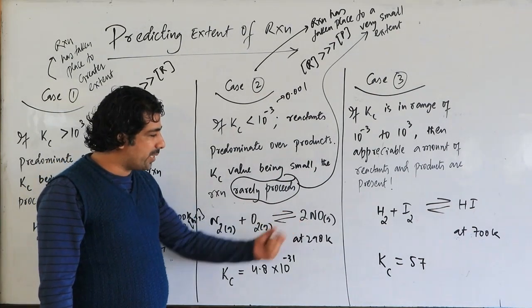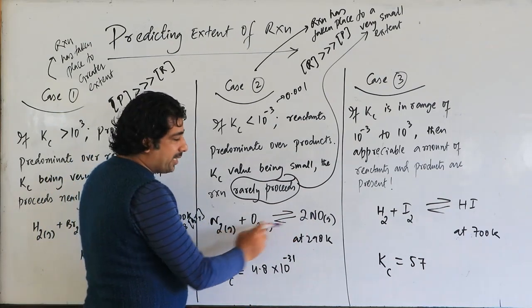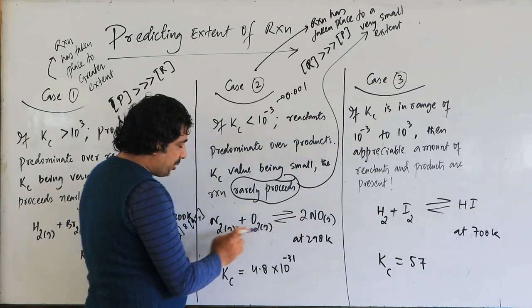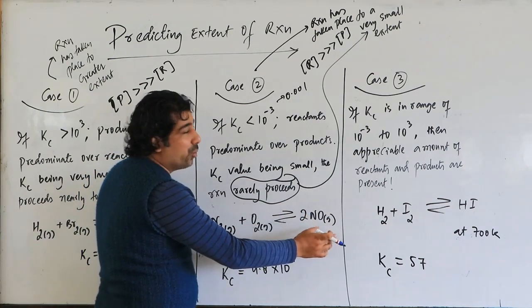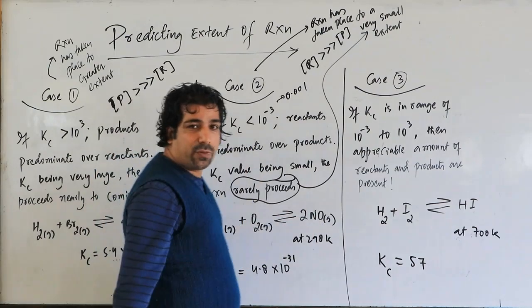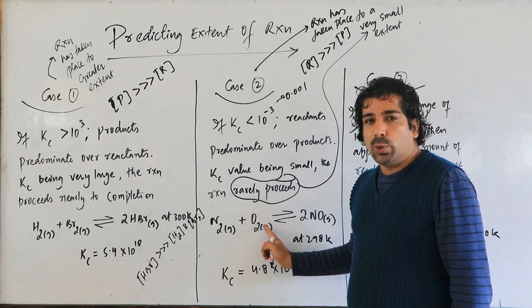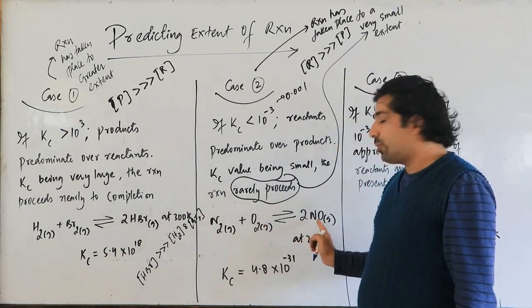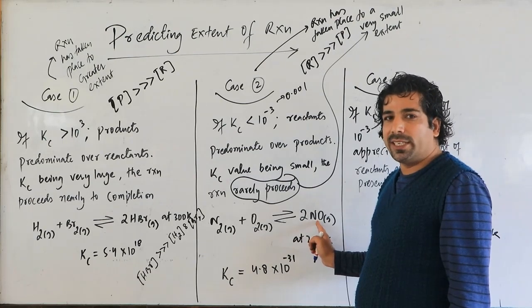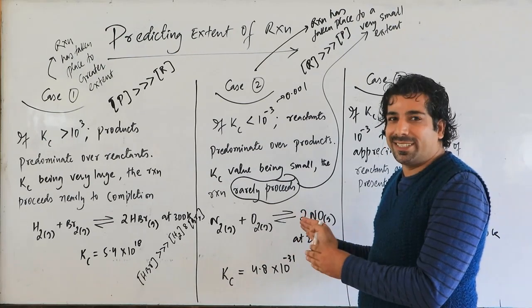N2 + O2 ⇌ 2NO. In this case, my dear friends, the concentration of these two reactants will be greater than the concentration of NO. Where? At equilibrium. Are you following my point? So at equilibrium, N2 and O2 concentrations will be far greater than the concentration of NO, nitric oxide, because this reaction has taken place to a smaller extent.